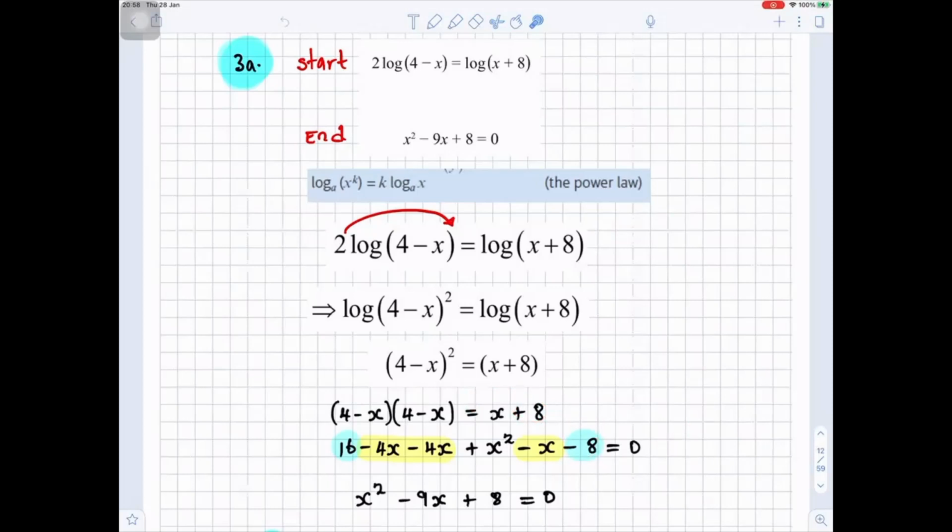So what you're left with is x squared, minus 4x, minus 4x, minus x. The ones in yellow will end up being minus 9x. And 16 minus 8 will give you 8. So your answer: x squared minus 9x plus 8 equals 0.